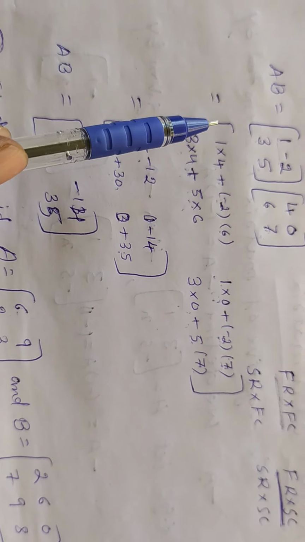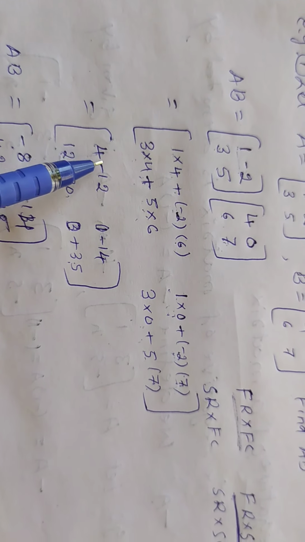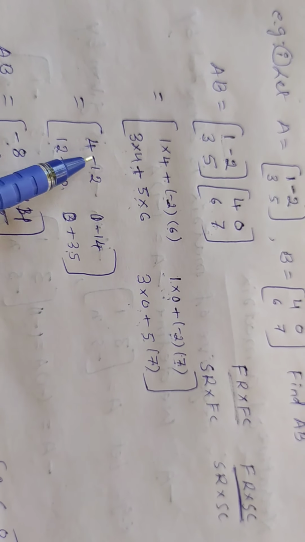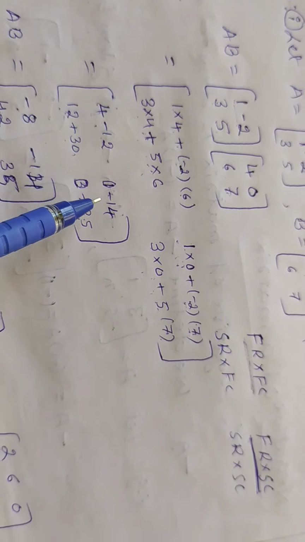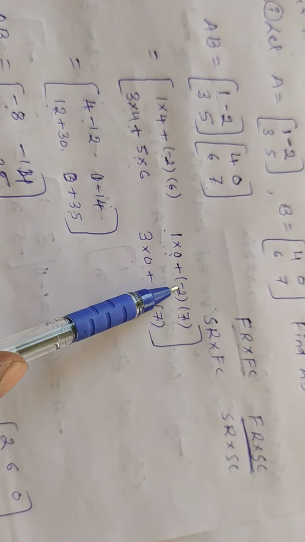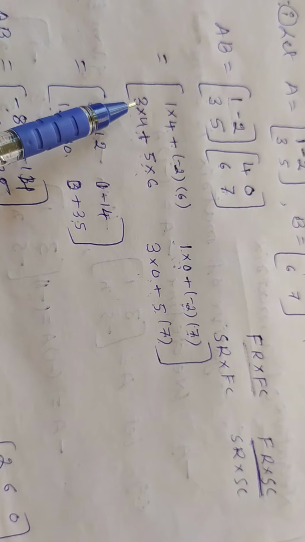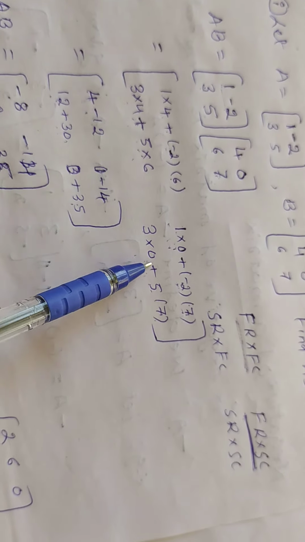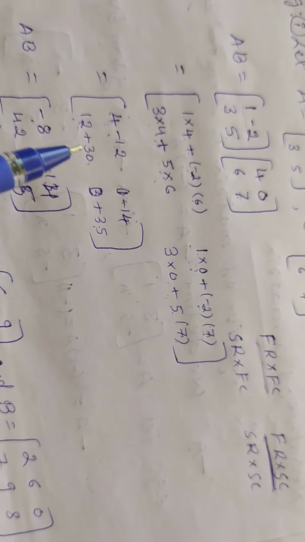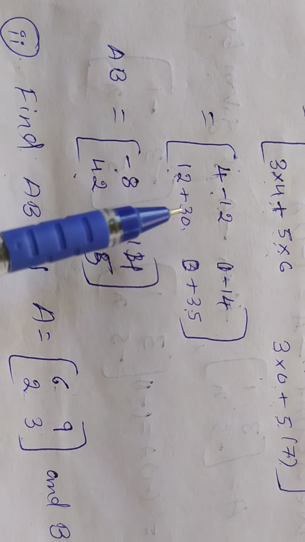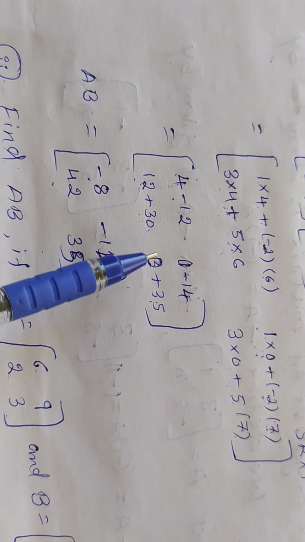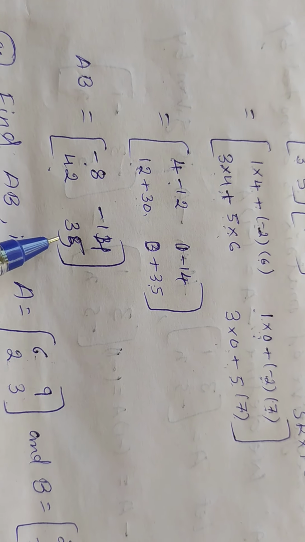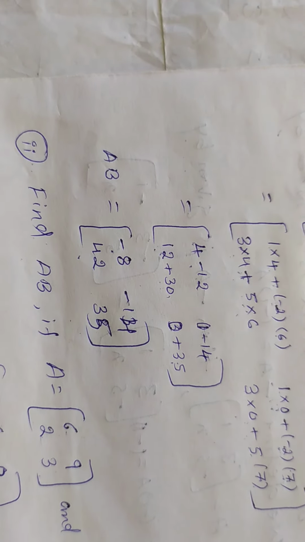Now we can easily simplify. 1 into 4, 4, plus minus 2 into 6, minus 12, so 4 minus 12 is minus 8, and 1 into 0, 0, minus 2 into 7, minus 14. 3 4s are 12 plus 5 into 6, that is 30, so 12 plus 30, and 3 into 0, 0, 5 7s are 35. So AB is equal to, that is, 4 minus 12 is minus 8, 0 minus 14 is minus 14, 12 plus 30 is 42, 0 plus 35 is 35. This is the product AB.